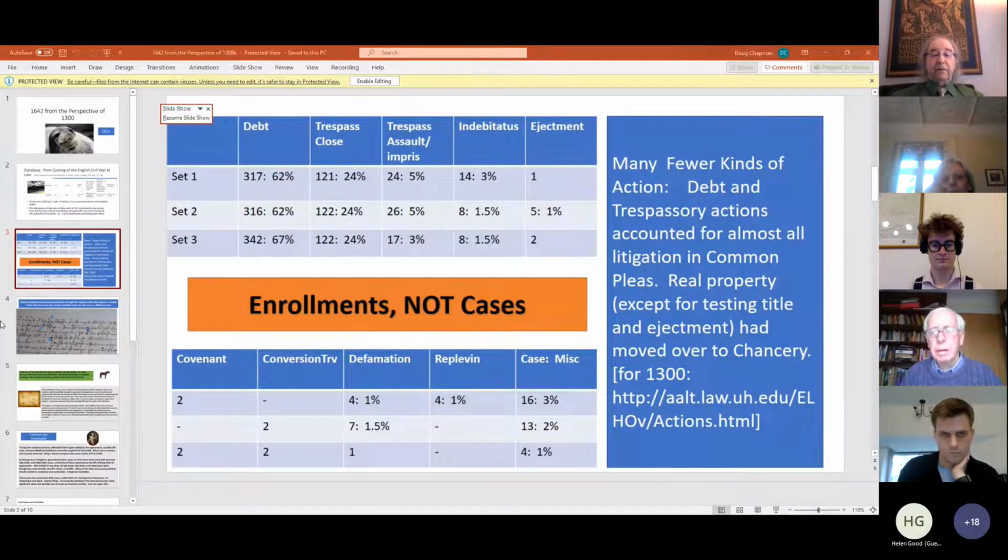But then trespass and assault, trespass that comes from an assault, indebitatus assumpsit, ejectment. So those are the debt and trespass actions. You can throw in defamation from down below, and miscellaneous case, and so you're up to about 98% of the enrollments being debt or some form of trespassory case. I keep switching over to saying case because it's so reflexive, but these are not really case counts. They're enrollment counts. Can you go to the next slide?